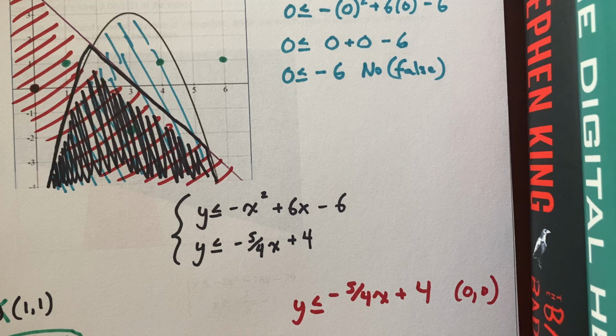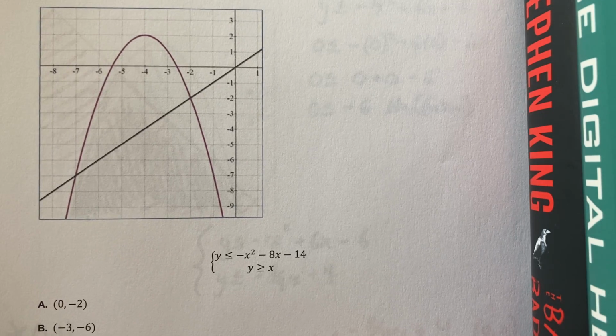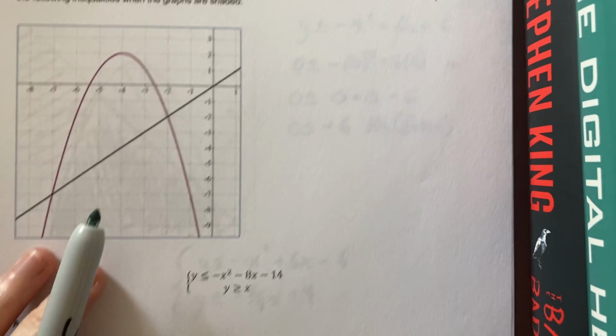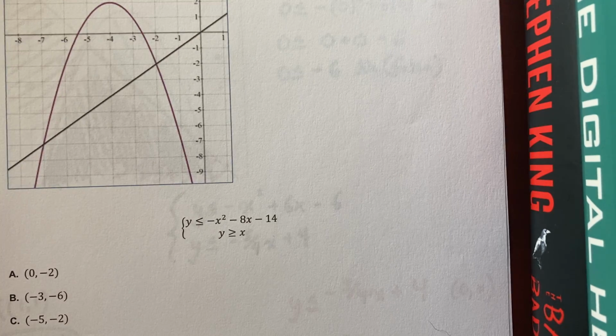Moving on. Question number 3. It is literally the exact same question, except it is new inequalities. Once again, it says, given the linear and quadratic system, determine which point is a solution to the system represented by the following inequalities when the graphs are shaded. So it already gives me my graphs. I just have to figure out where the shading is and then pick a point.